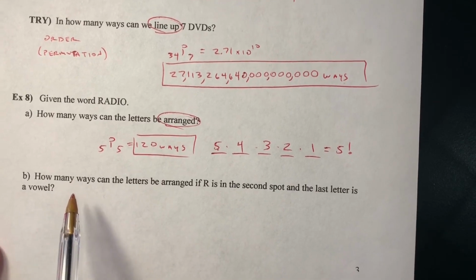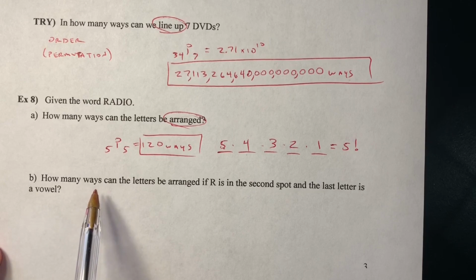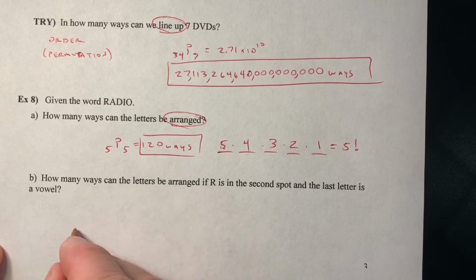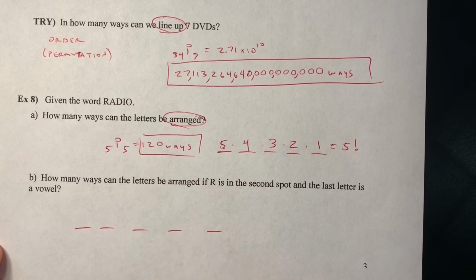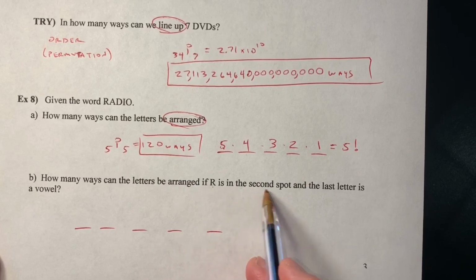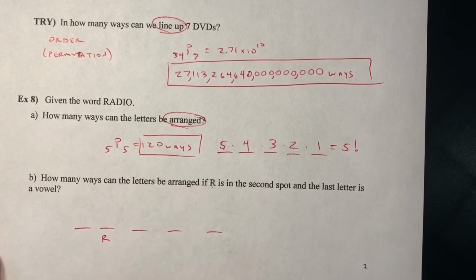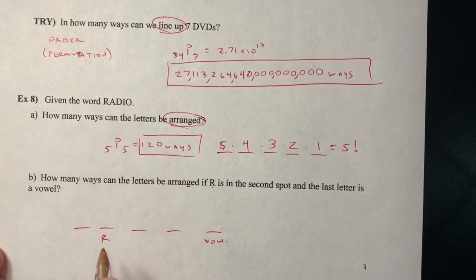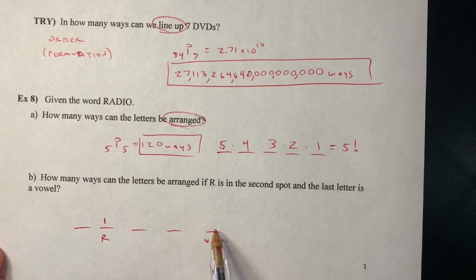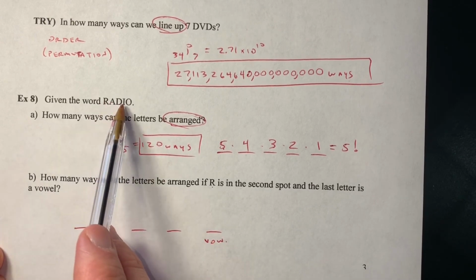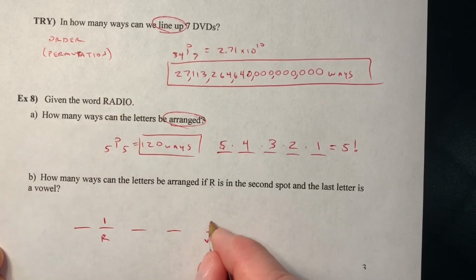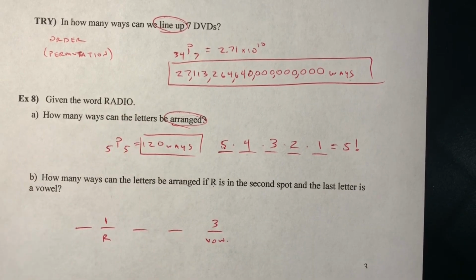Now for B, we've got some restrictions. We're going to rearrange the letters. There are 5 of them. And when there's restrictions, I think using these blanks is the best way to go. R is in the second spot, so I know that's an R. The last letter is a vowel. Okay? Now, there's only one R in this word, so there's only one option right there. Okay, vowels, A, E, I, O, U. There's an A, an I, and an O. 3 of these letters are vowels. I have 3 options for that spot.